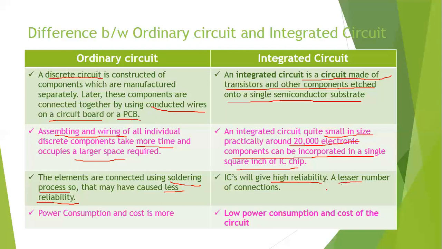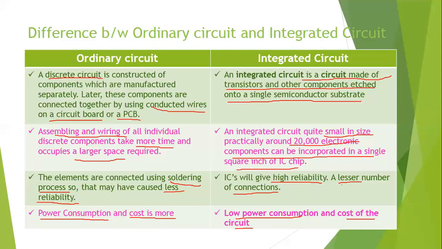So here it consists of fewer connections, whereas the power consumption will be more in an ordinary circuit, as the heat dissipation will be more. Hence, the overall cost of the circuit will be more. Whereas in an integrated circuit, the power consumption will be less and the cost of the circuit will also be less. Because of all these advantages, the cost of the circuit will be less compared to the ordinary circuit.